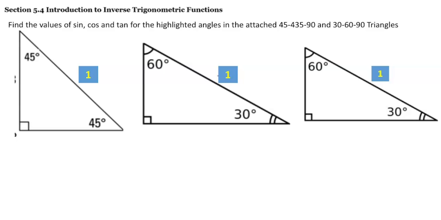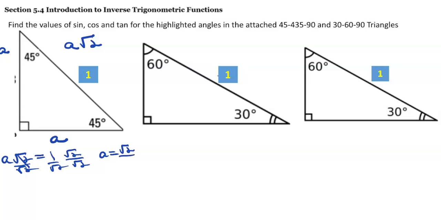So that means that for the 45, 45, 90 degree triangle, we've got to remember that this side is A, this side is A, and this side is A root 2. So if that side's A root 2, then A root 2 equals 1. If I divide both sides by root 2 and then rationalize it, I'm going to find that A equals root 2 over 2. So this is root 2 over 2, and this is also root 2 over 2. If that's not clear to you, then go back and go through your special triangles.